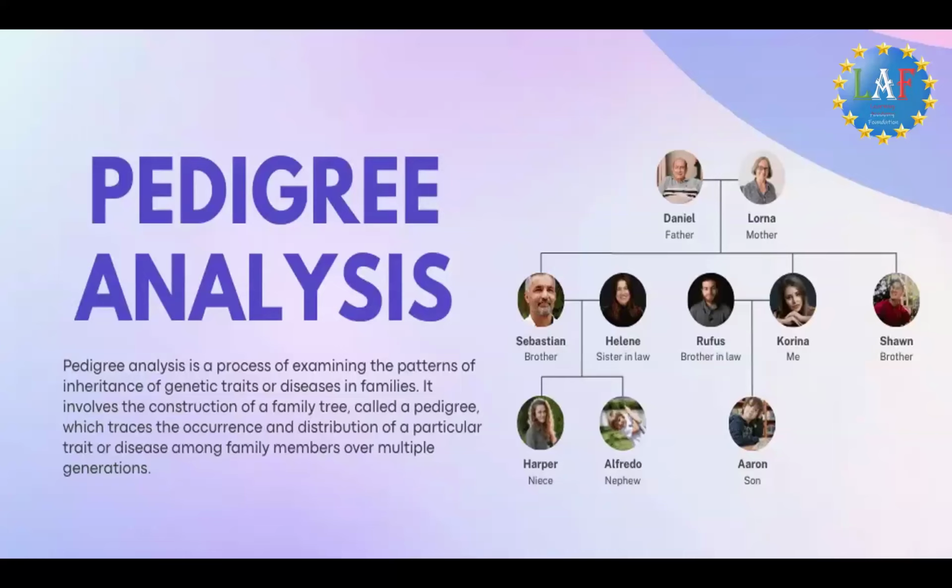The next analysis is called pedigree analysis. Pedigree analysis is a process of examining the patterns of inheritance of genetic traits or disease in families. It involves the construction of a family tree called a pedigree, which traces the occurrence and distribution of a particular trait or disease among family members over multiple generations. Pedigree charts help us trace traits through generations.